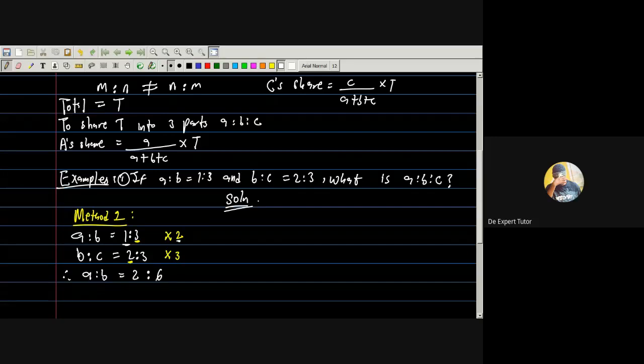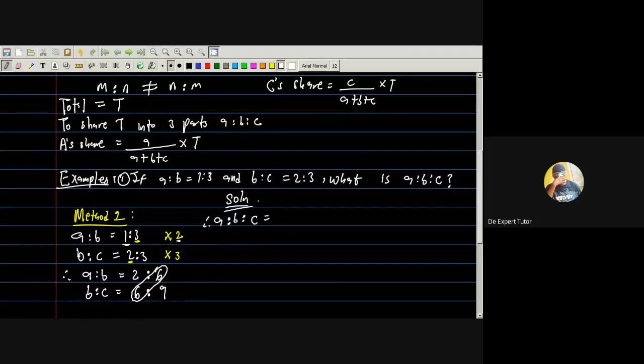6. For the second one, B ratio C will be equal to, this 3 will multiply the whole of this ratio. So 3 times 2 gives 6, ratio 3 times 3 gives 9. Therefore, how do I now find A ratio B ratio C? It's now very simple. You observe that the ratios of B are now equal.